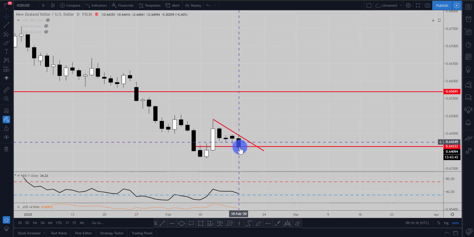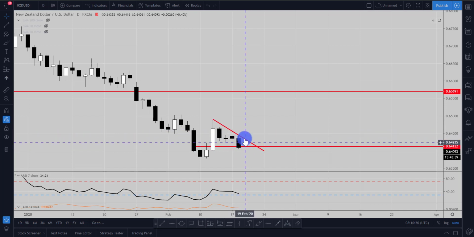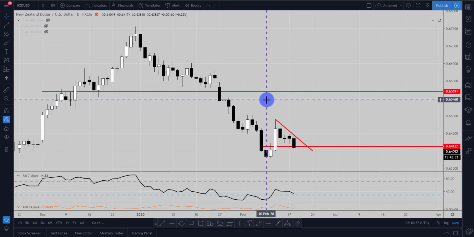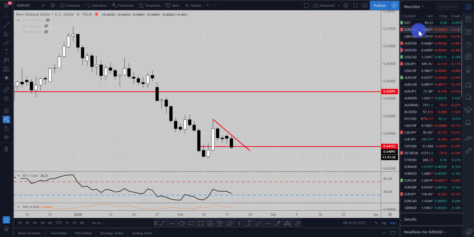So if we see by the end of the day that this has turned into a bullish candle, or tomorrow we get a bullish reaction from around this similar sort of area, then I'm going to be looking for those long opportunities on Kiwi dollar. But at the moment, nothing here for us to sink our teeth into. Okay, so just keeping an eye on that dollar index.